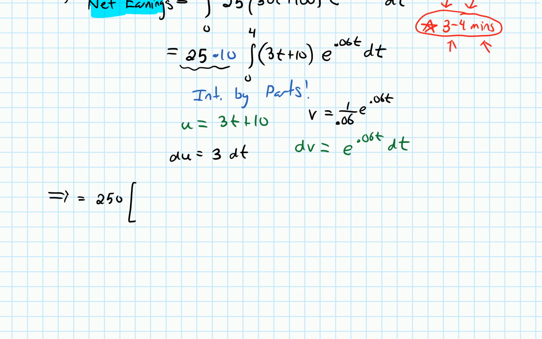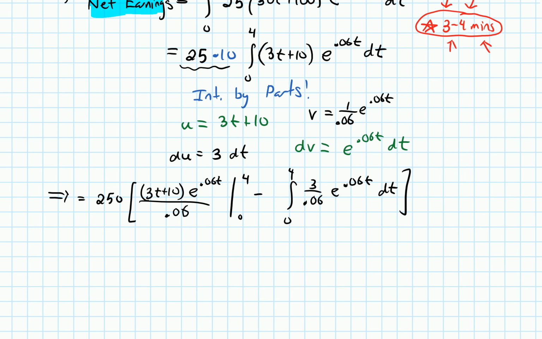The 250 in front, and then let's plug in. So u times v is going to give me (3t plus 10) times e to the 0.06t all over 0.06. And I'll need to plug in the 0 and the 4, minus the integral from 0 to 4 of v du. So multiplying those, I'll get 3 over 0.06 times e to the 0.06t dt. And close that bracket, because this 250 was in front of the whole integral. So 250 should be multiplying all of this.